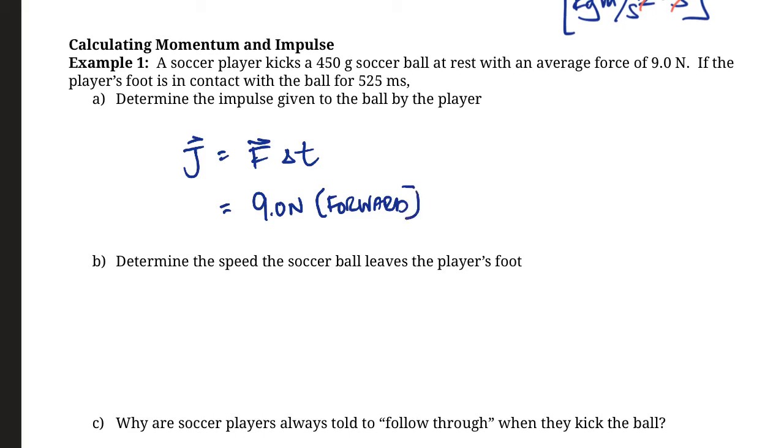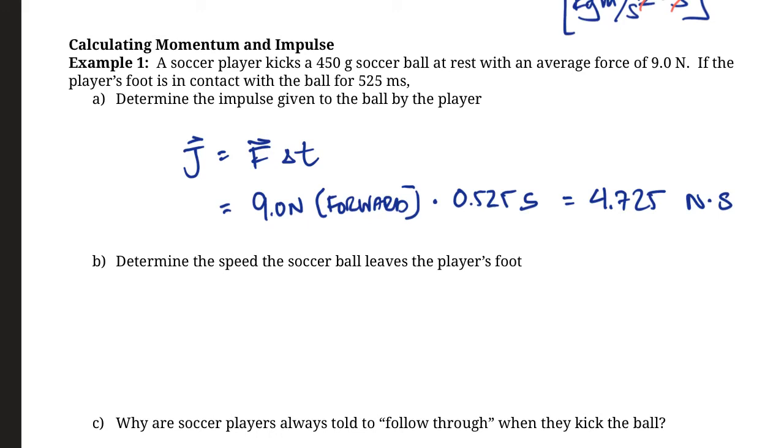Well, a millisecond is 1,000th of a second, right? So that should be times 0.525 seconds. And if we do that calculation, 9 times 0.525 is 4.725 newton seconds. So that's the impulse that we added to the ball. So determine the speed of the soccer ball when it leaves the player's foot. By giving it an impulse, it gives it a final momentum of 4.725. That's what the impulse does.